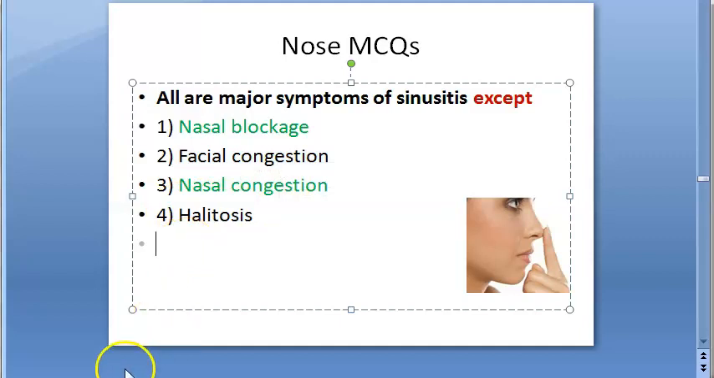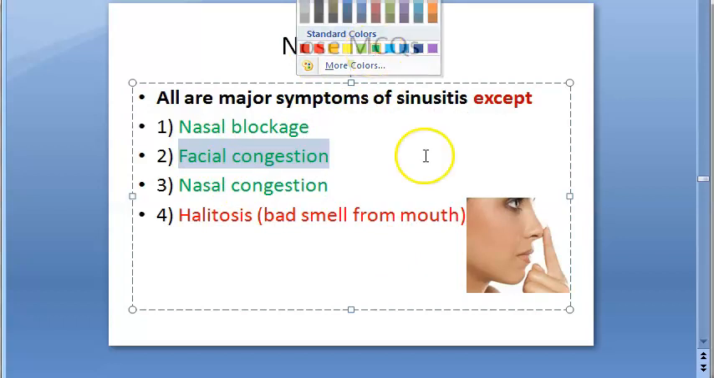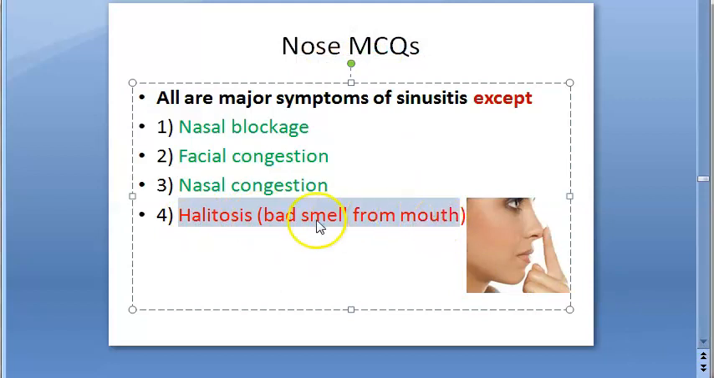Nasal congestion, facial congestion, halitosis. What is this halitosis? This is bad smell from the mouth. Usually this is caused by infected tonsils, etc. It can also be because of a lot of other reasons like post-nasal discharge, malignancy of oral cavity, oropharynx, etc. But in sinusitis, I think this is not there, so this is the answer. Facial congestion can be there. So the answer here is 4, halitosis. Halitosis is bad smell from the mouth.